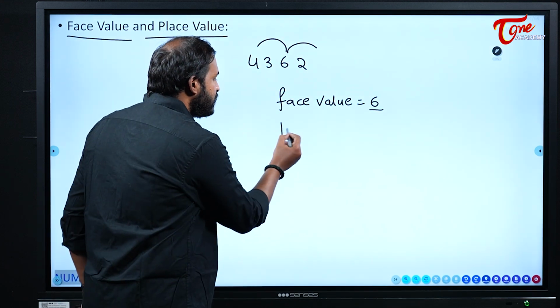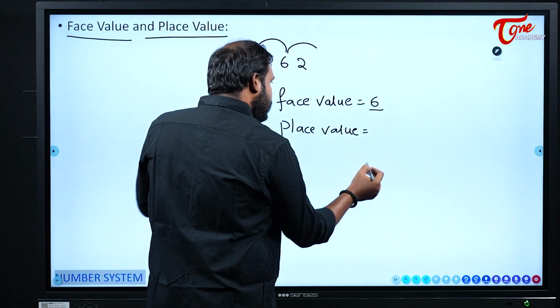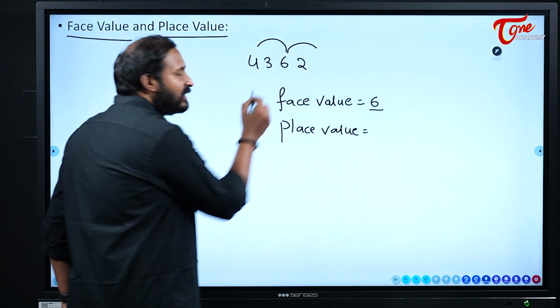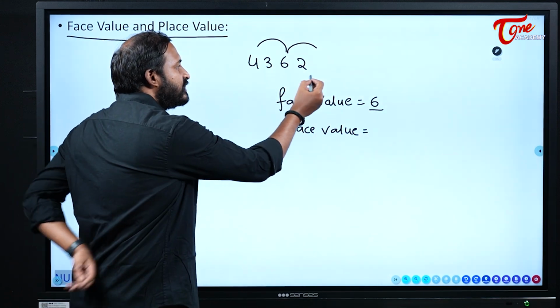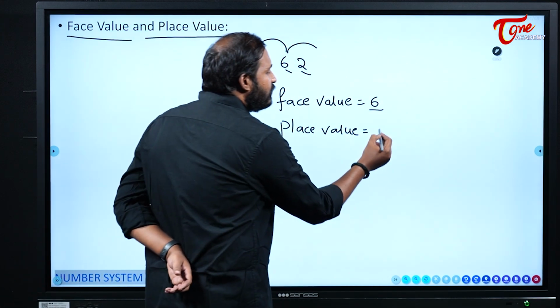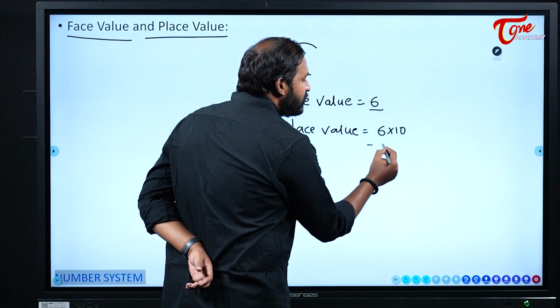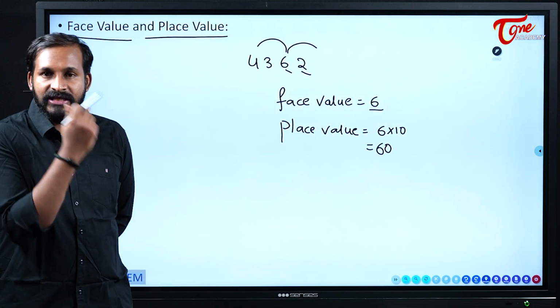Now, when it comes to place value, what is meant by place value? Place value is nothing but the position which the digit has in the given number. So this is the ones position or units position, this is the tens position, right? So the place value of this is 6 into 10, which is equal to 60. Here, the place value is 60.